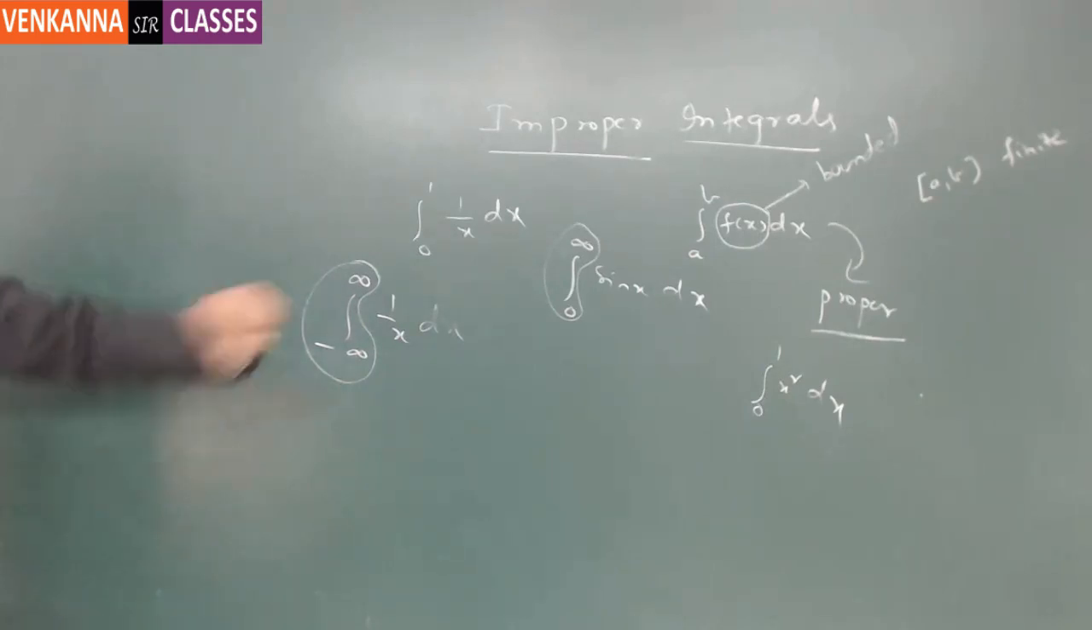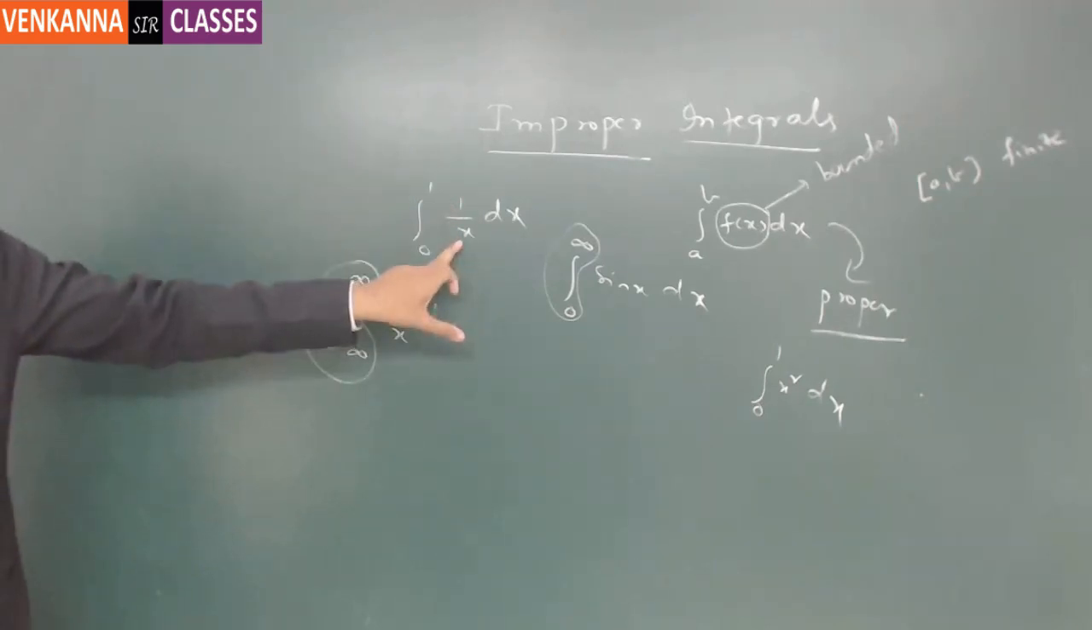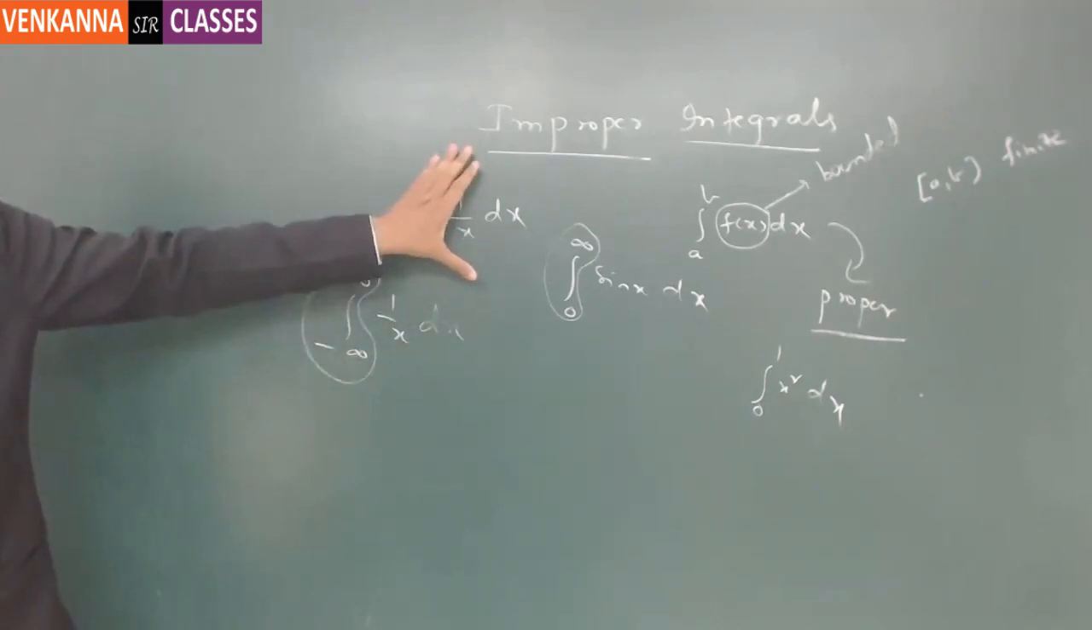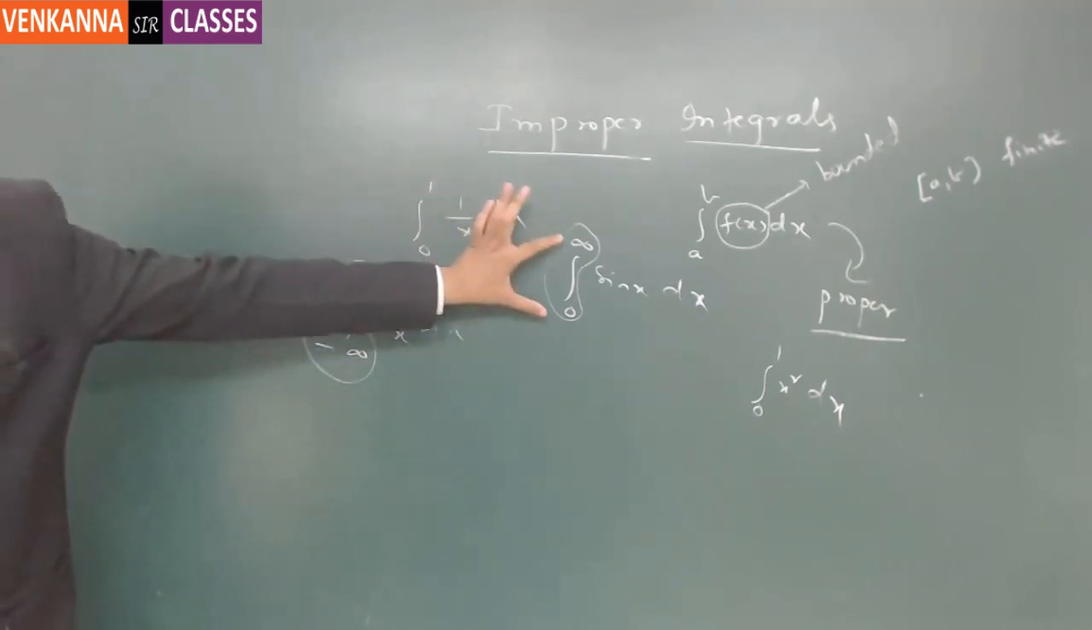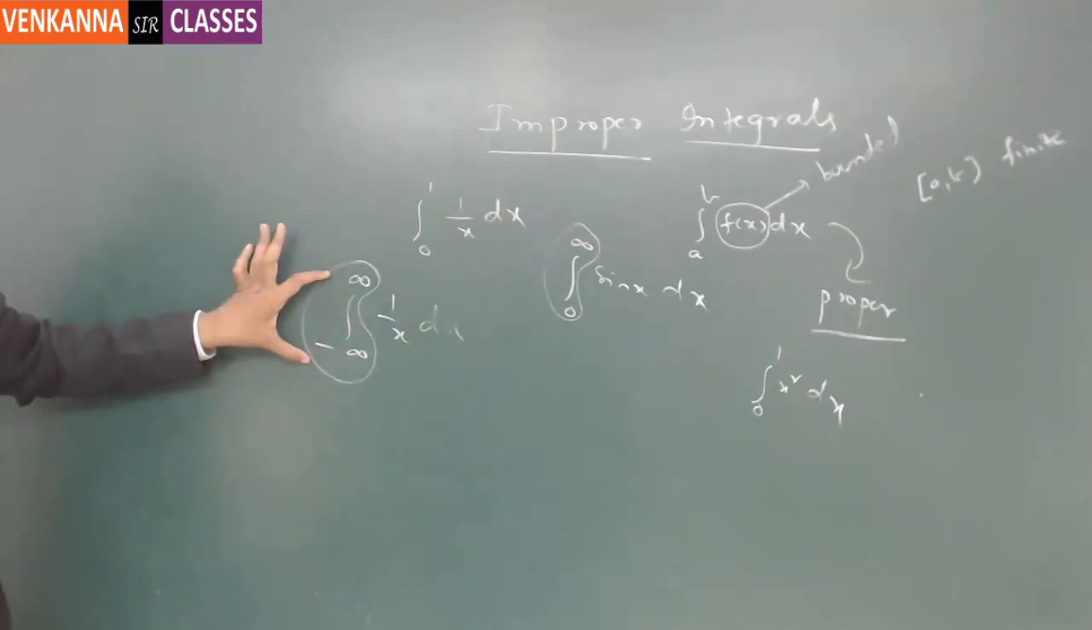Now see, if you observe this, even though the interval seems to be finite, 1 by x is undefined at the point 0. So this is an improper integral. Here the interval is not finite. Here also the interval is not finite.